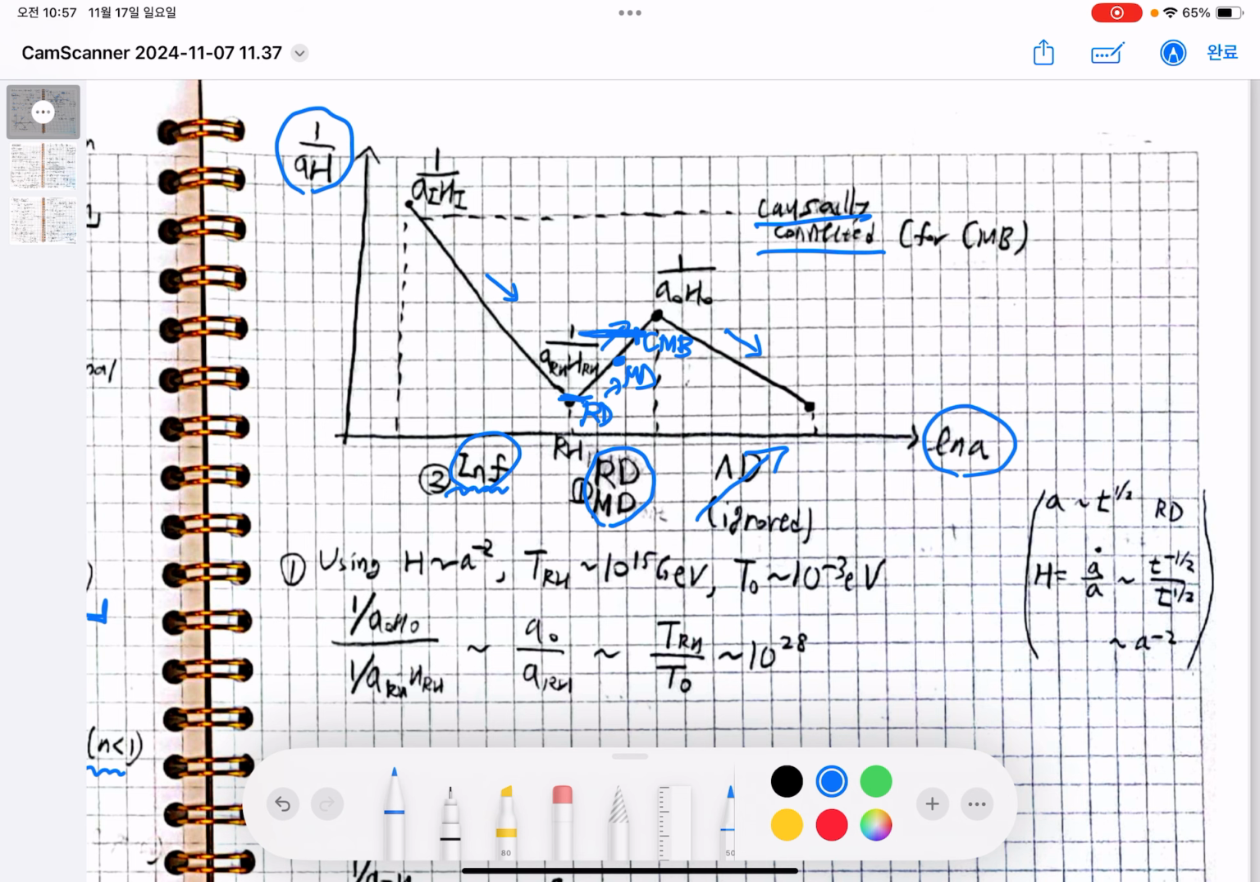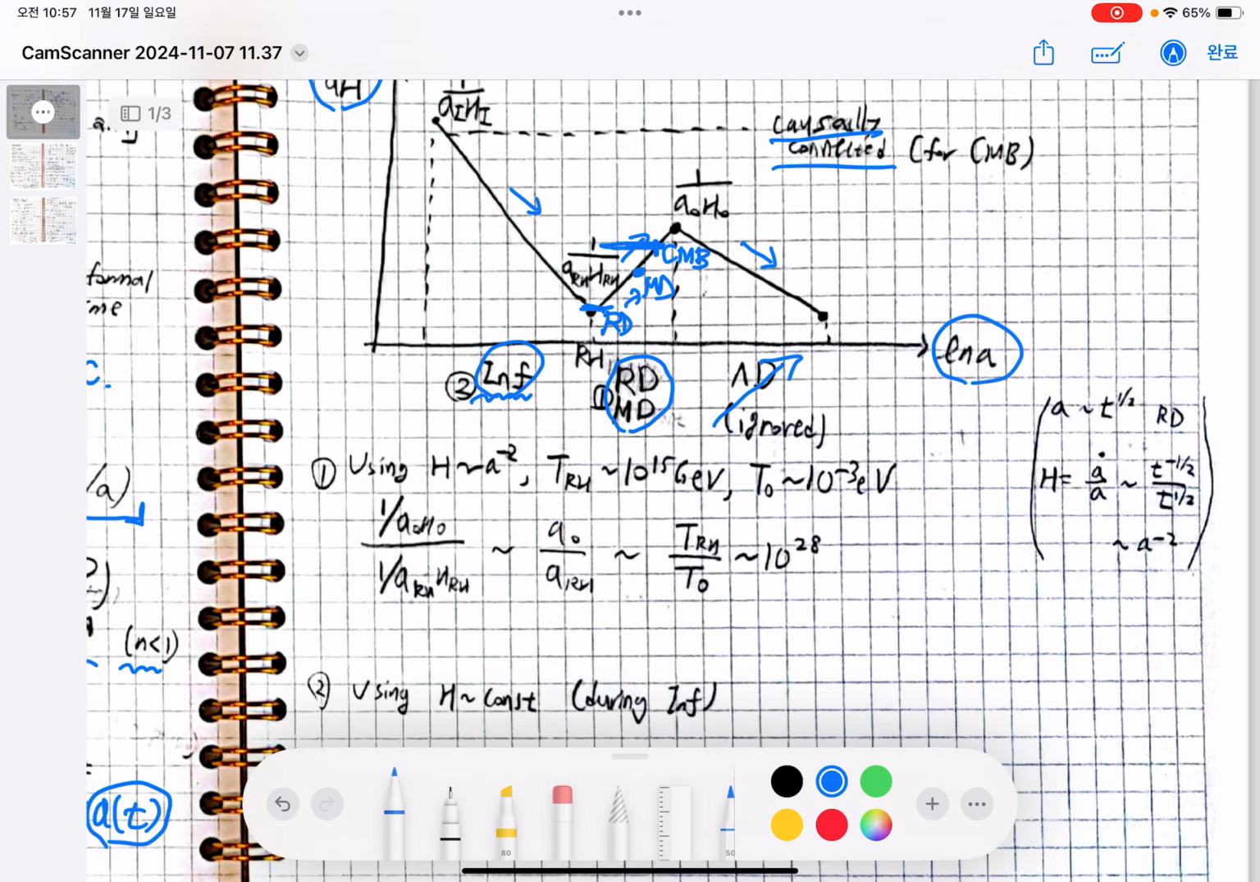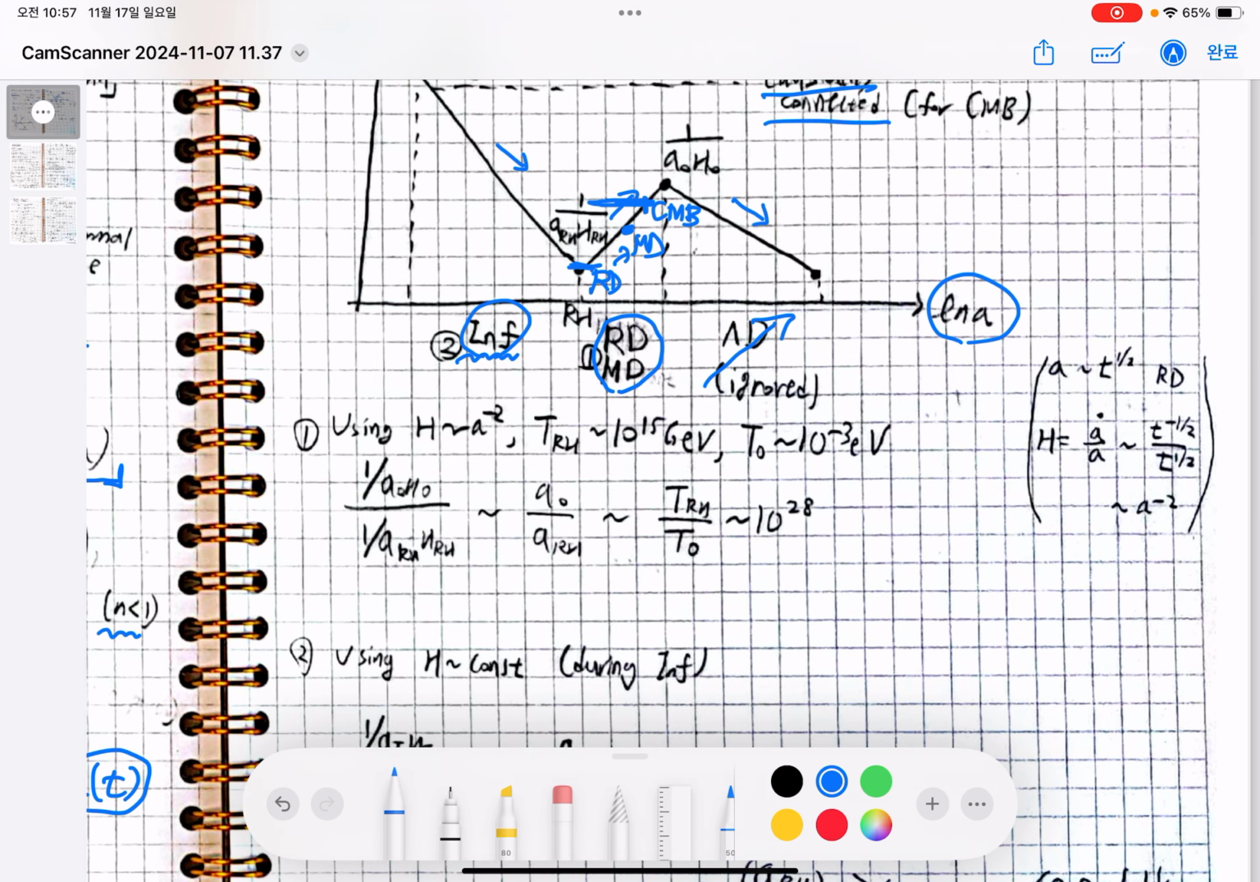And we can derive the implantation conditions to make the causally connected temperature. So during the distance here, the present time 1 over a0 H0, and we will compare the Hubble radius size at the radiation era. Here's the comparison.